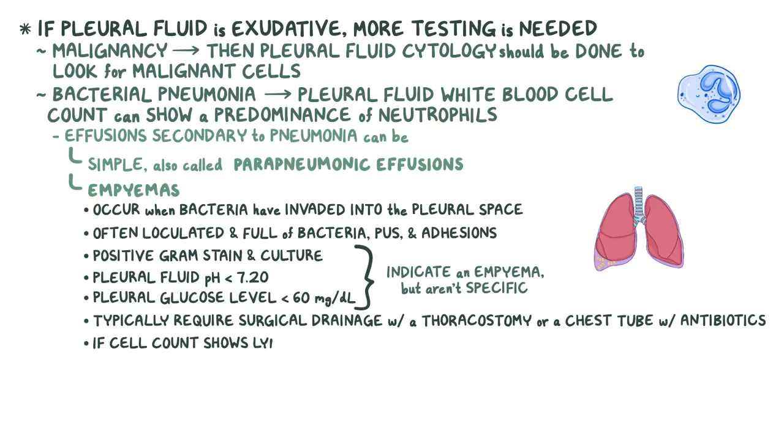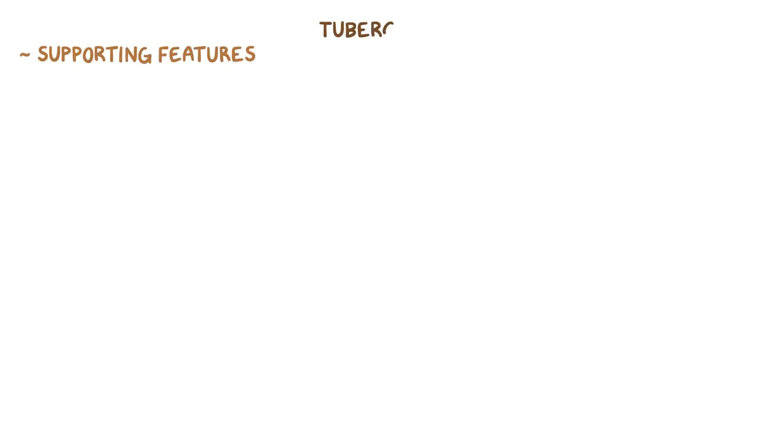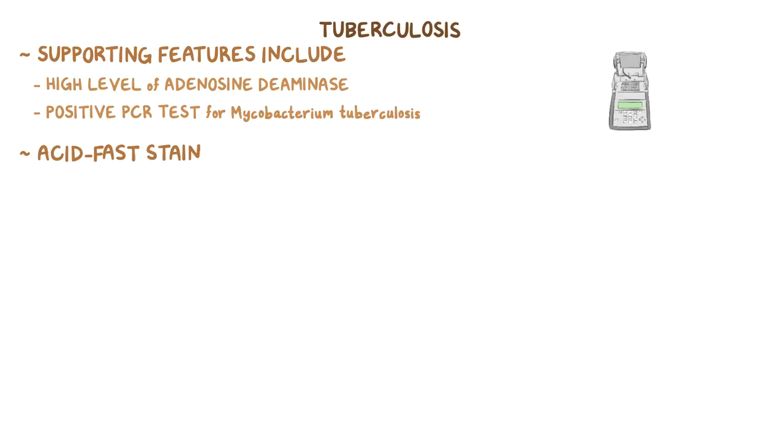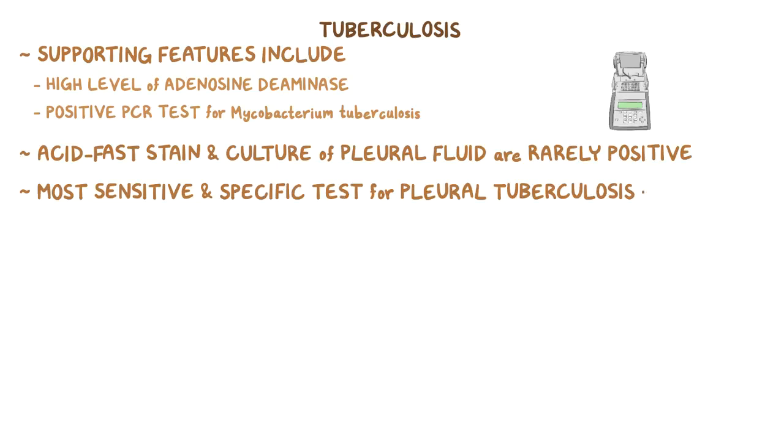If a cell count shows that the lymphocytes are predominant, then tuberculosis should be considered. Supporting features of tuberculosis include a high level of adenosine deaminase and a positive polymerase chain reaction, or PCR test, for Mycobacterium tuberculosis. Typically, the acid-fast stain and culture of the pleural fluid are rarely positive. So, the most sensitive and specific test for pleural tuberculosis is a pleural biopsy, which is actually taking a chunk of the cells lining the pleura and sending it off to the pathology lab to look at the cells under a microscope.